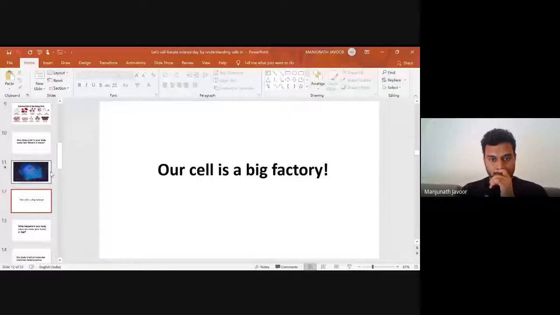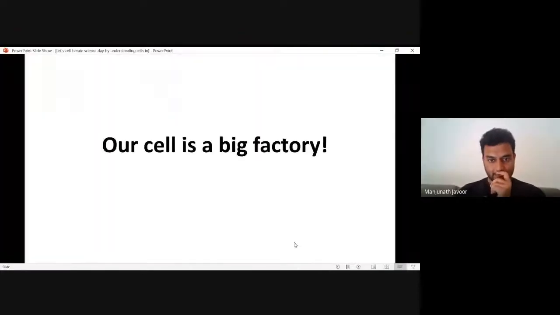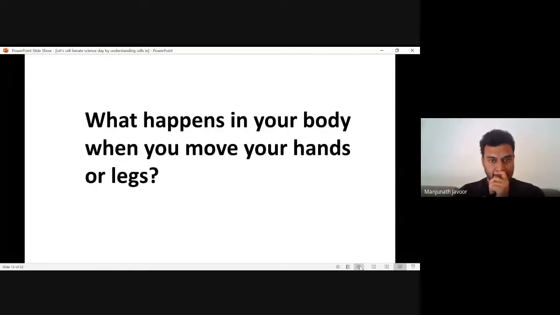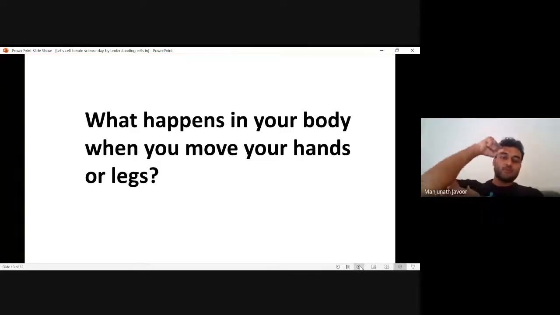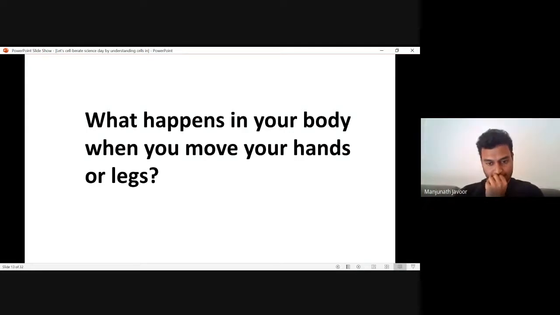So next is, you already saw that our cell looks like a big factory. It has so many things moving, so many things making, so many things being transported. So it's always like that. Next is what happens when you move your legs or hands. When you move your legs, your muscle cells in your hands or legs come into play. They need to consume energy, and then they start moving these cells inside your muscles. So I have a video. I'm sorry, I cannot somehow play those videos here.